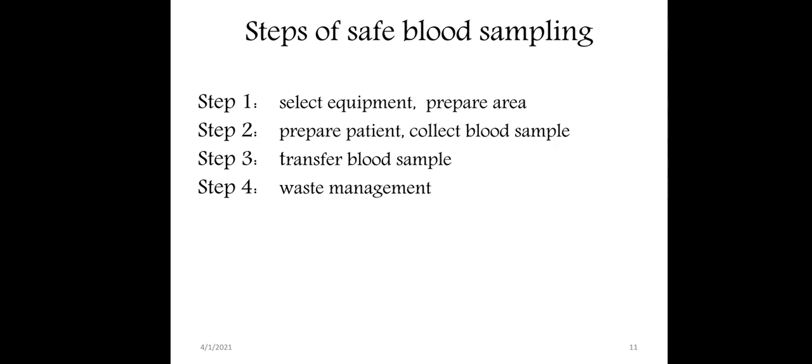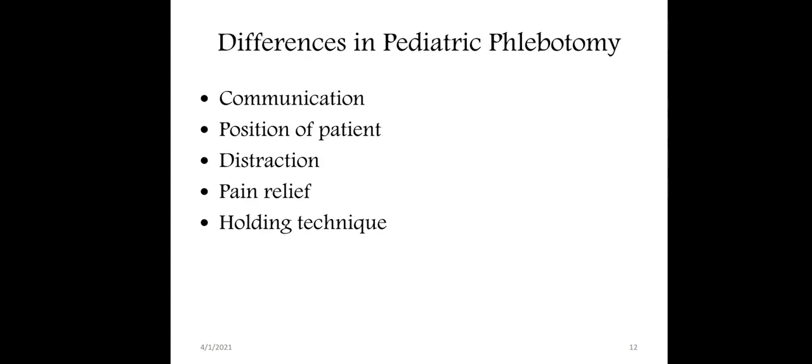Steps of safe blood sampling. Step 1, select the equipment and prepare the area. Step 2, prepare the patient and collect the blood sample. Step 3, transfer the blood. And step 4, waste management.